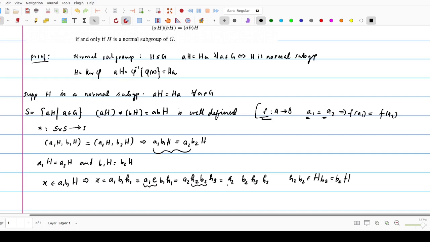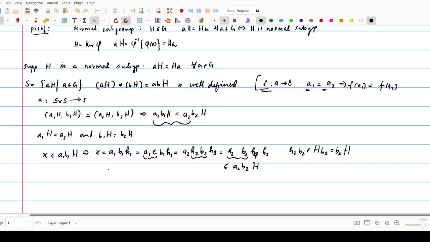Now this is h2b2 and h3, I'll put it as some h4. We already used h3, so this is h4. So h4h3 is again an element of H. Then this is an element of a2b2H. So every element of a1b1H is an element of a2b2H. Similarly, you can prove that every element of a2b2H is an element of a1b1H.